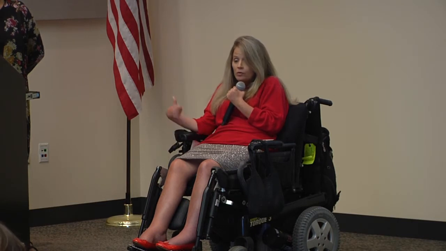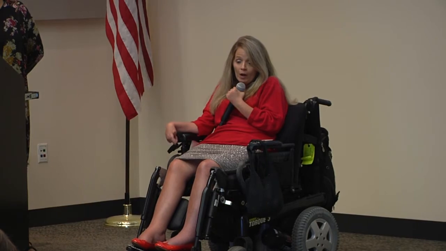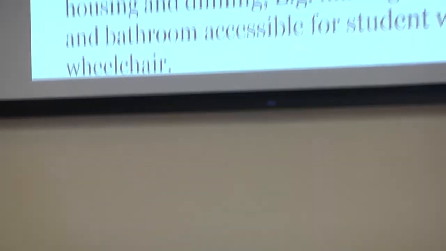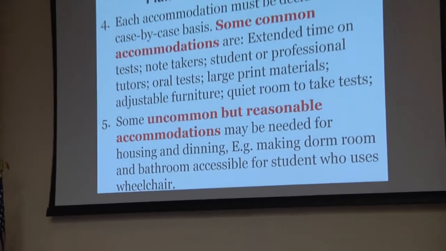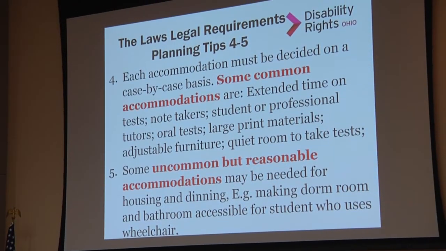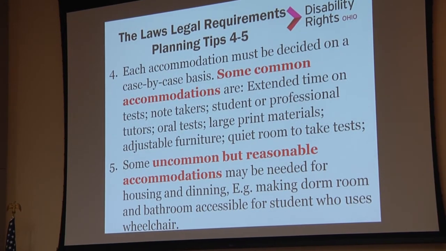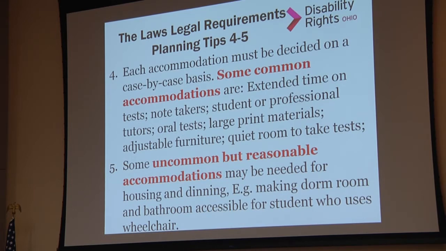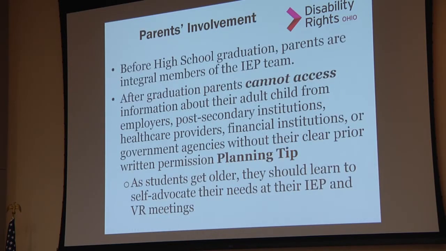So some common accommodations that the child may already be receiving in high school, if they're not, hopefully, are extended time on tests, note takers, student or professional tutors, this might be in a college setting, oral tests, large prints, adjustable furniture. Some uncommon accommodations would be making a dorm room or bathrooms accessible, and dietary needs in the dining hall.